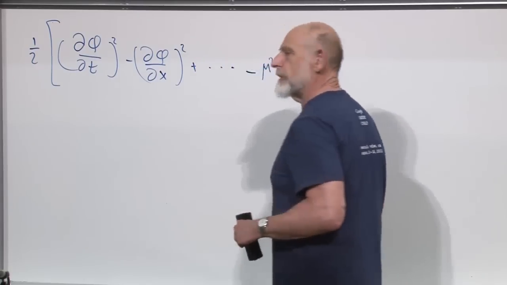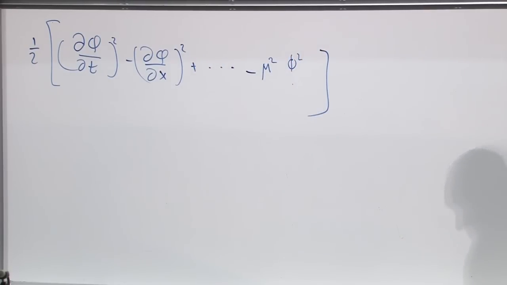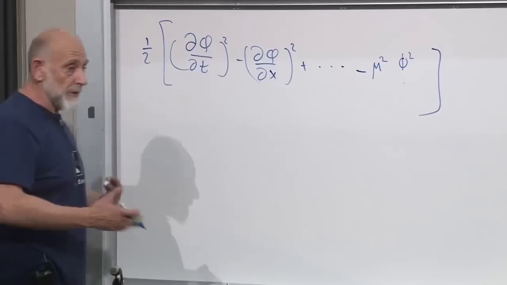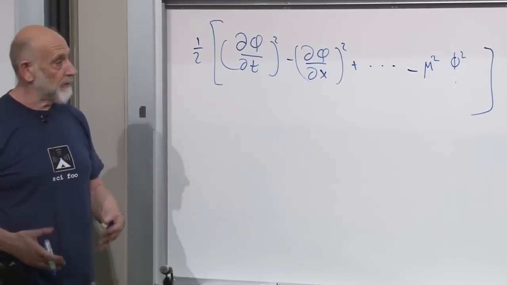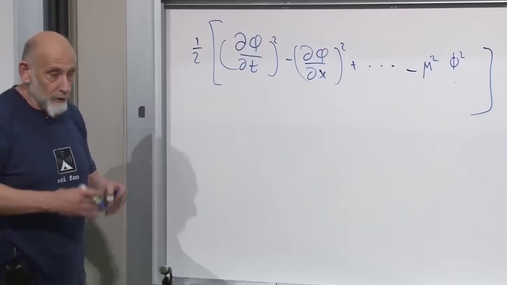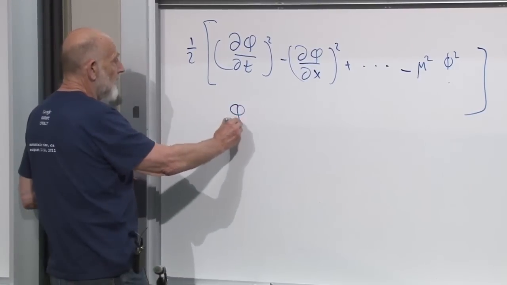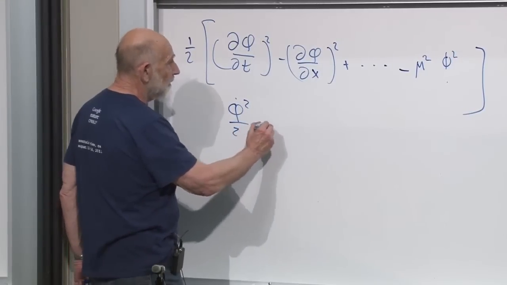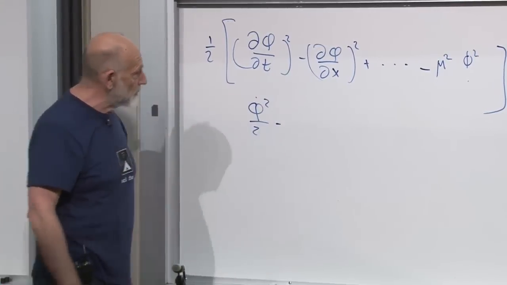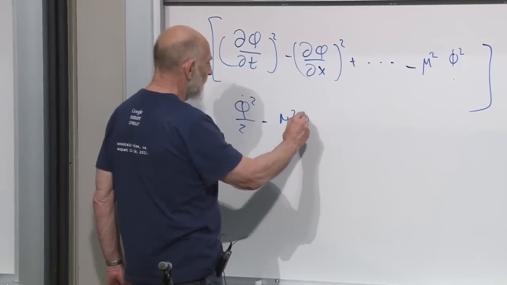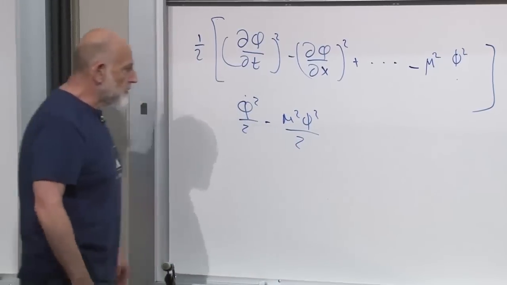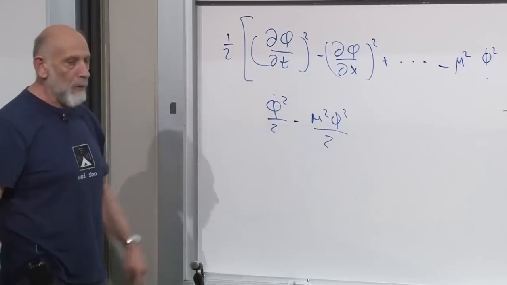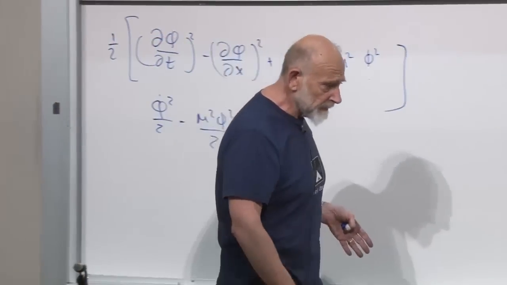Now, this is the field theory analog of the harmonic oscillator. If we were talking about a harmonic oscillator and we called the coordinate of the oscillator phi, we would write down phi dot squared over 2 for the kinetic energy, and then for the potential energy minus a spring constant, which I'm calling mu squared, minus mu squared phi squared over 2. This would be the good old harmonic oscillator, and the only difference is it now has some space derivatives in the Lagrangian.